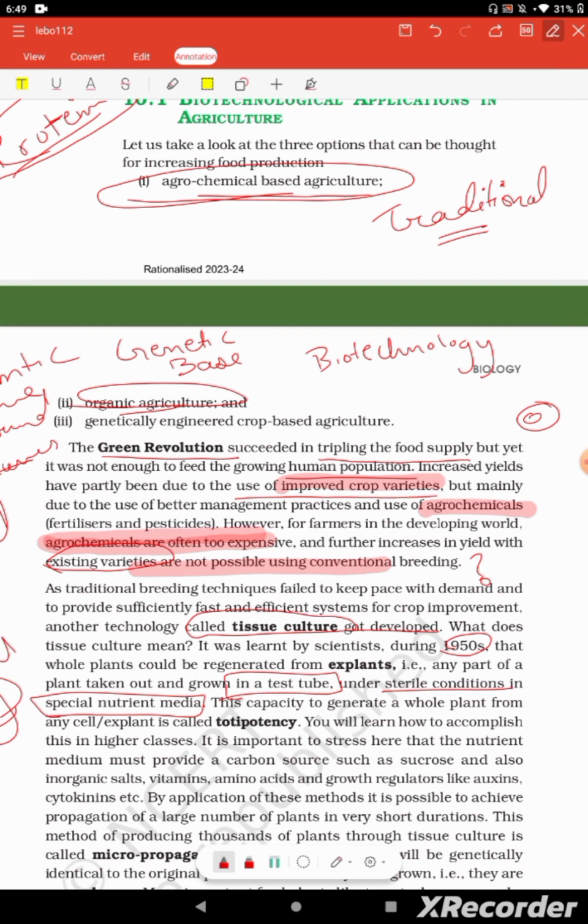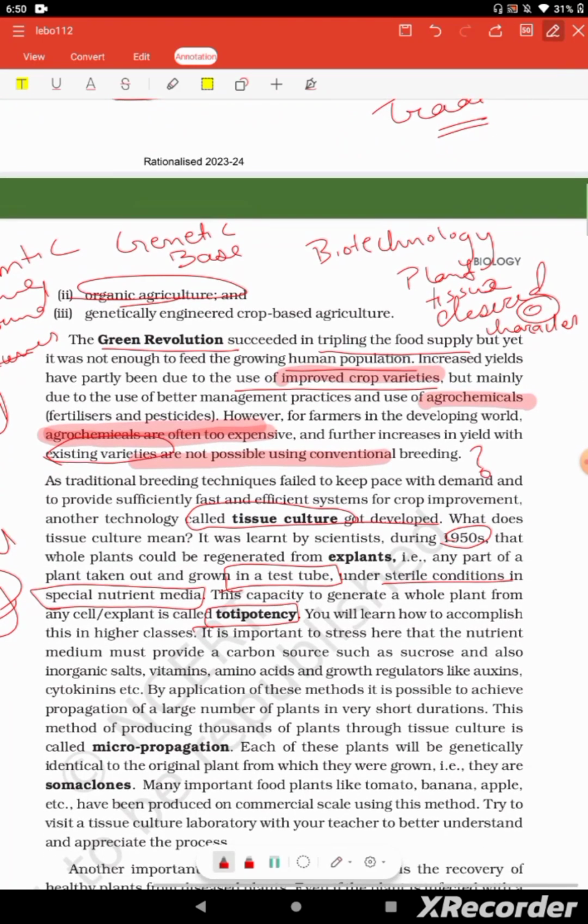And the new thing in that is you are taking those particular plant tissues which have the specified or desired characters which you want in your plant, in which the plant you want to grow should have those desired characters. Okay. So with the help of the property of totipotency, we started with tissue culture.